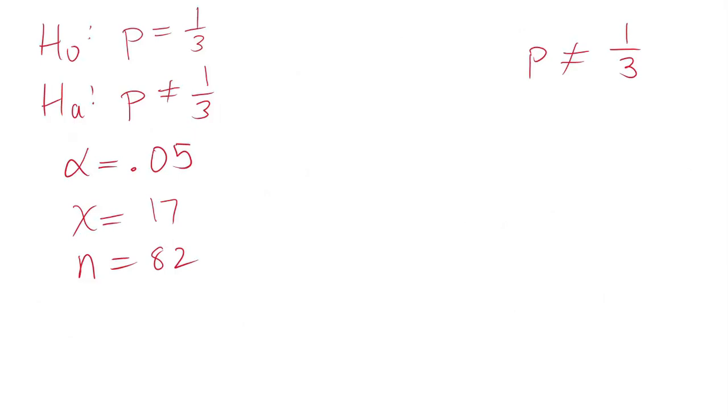17 out of 82 is different than 1/3. But the question is, is that difference statistically significant? We have a decent sample size, but it's not enormous like the previous example. So is this statistically significant? So can we jump and say that the proportion of all customers who order appetizers is now different than 1/3, different than what it used to be? This is where the calculator function comes in.